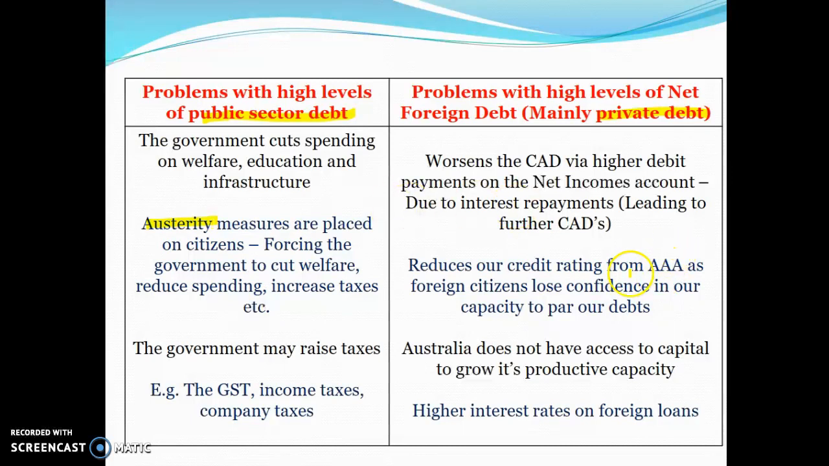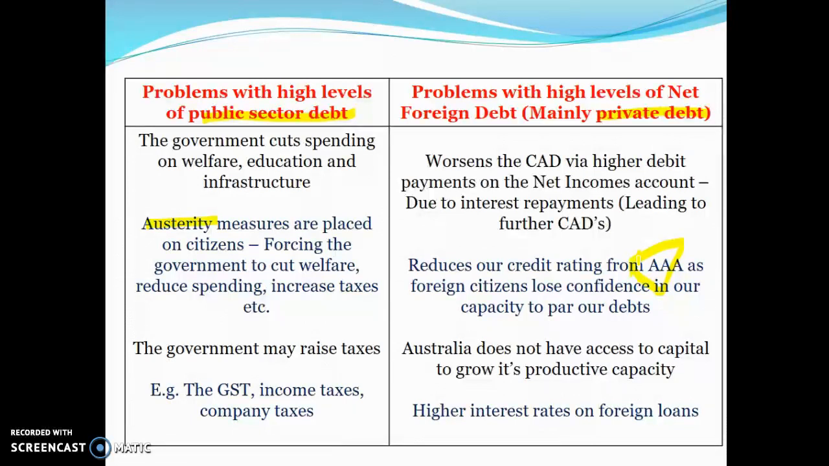Another problem is it can hurt our credit rating. So we have a AAA credit rating. If we were to lose that AAA credit rating, then that might increase the cost of borrowing. So the interest rates on our loans would increase, and then we may not have the potential to grow our productive capacity and boost our economy because we're seen as a more risky investment.